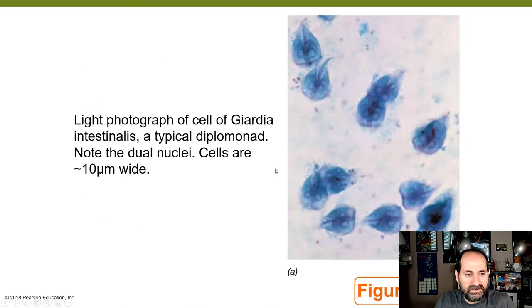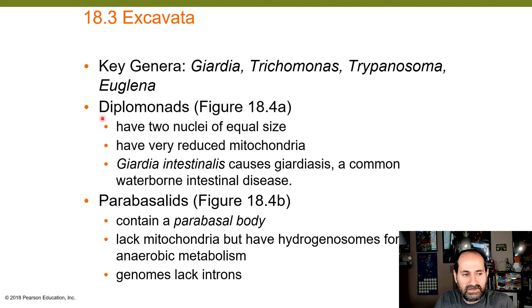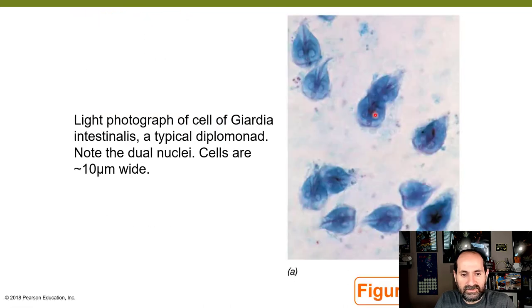So take a look here. This is Giardia. And Giardia intestinalis, as well as Giardia lamblia, these are organisms, and they look like they have little eyes, but those are their dinuclei. Remember, they have two nuclei of equal sizes. So these two are their nuclei of equal sizes.